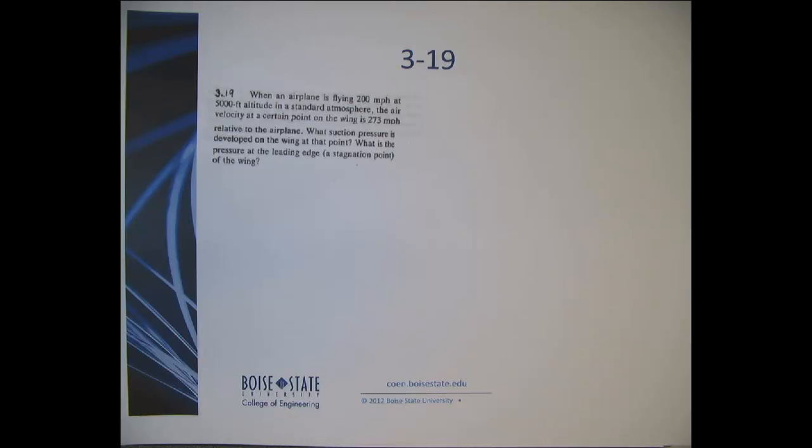Let's look at another interesting problem, and I'm sure all of us have flown an airplane before. An airplane is flying 200 miles per hour at 5,000 feet altitude in a standard atmosphere, and the air velocity at a certain point on the wing is 273 miles per hour, relative to the airplane. You're asked what suction pressure is developed on the wing at this point, and also what the pressure would be at the leading edge, which happens to be the stagnation point of the wing.